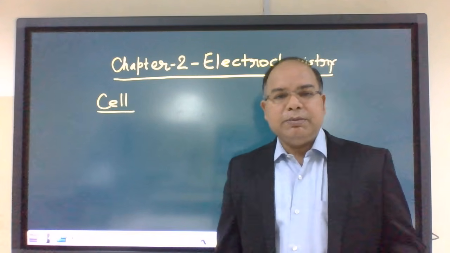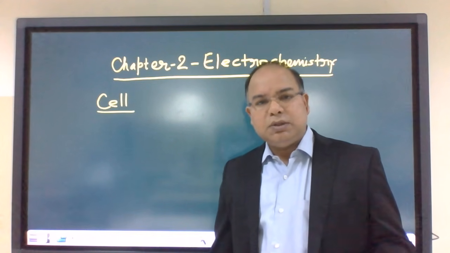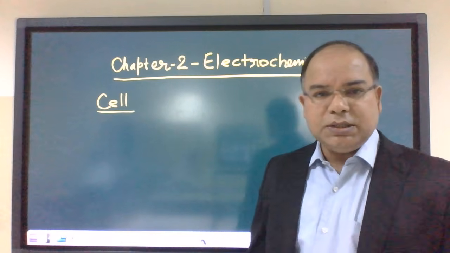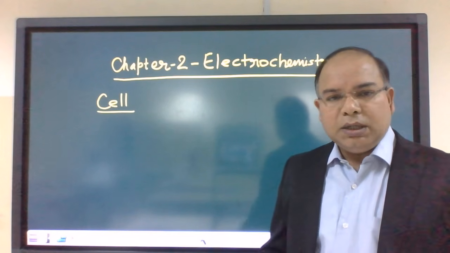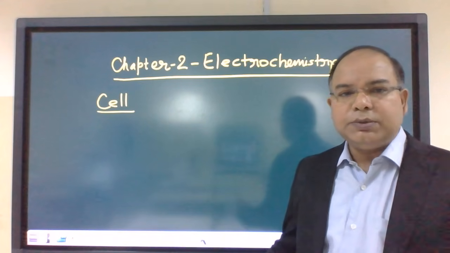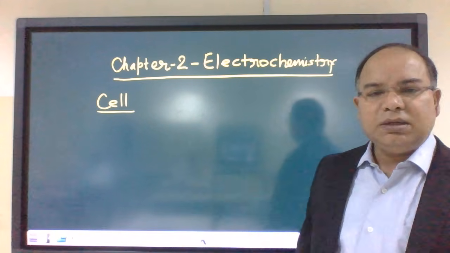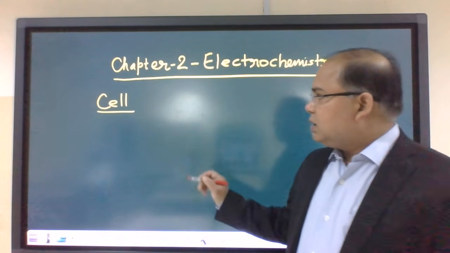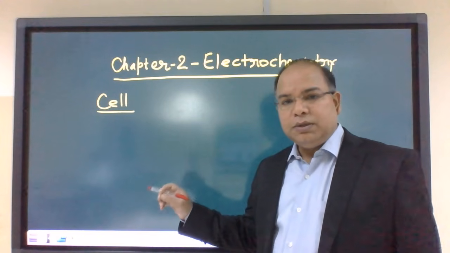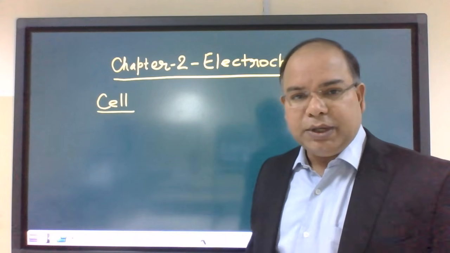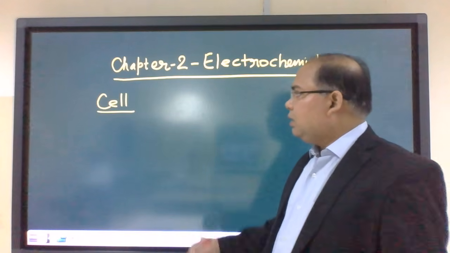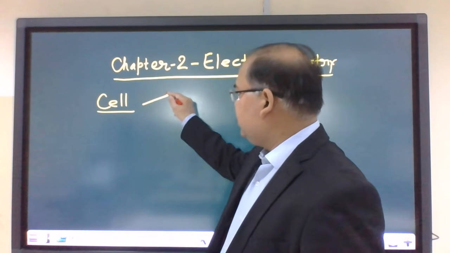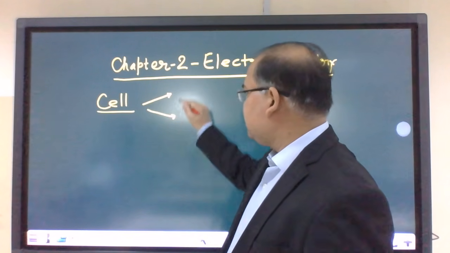Electrochemistry is the branch of chemistry which deals with the conversion of chemical energy into electrical energy or electrical energy into chemical energy. For this purpose we use a device which is called a cell. A cell is a device which is used to convert electrical energy into chemical energy or chemical energy into electrical energy. Now, based on this function, we can divide cells into two types.